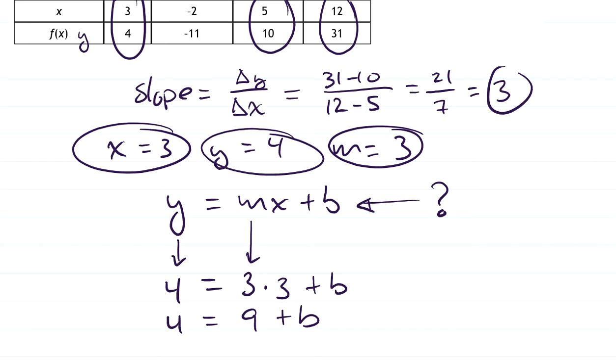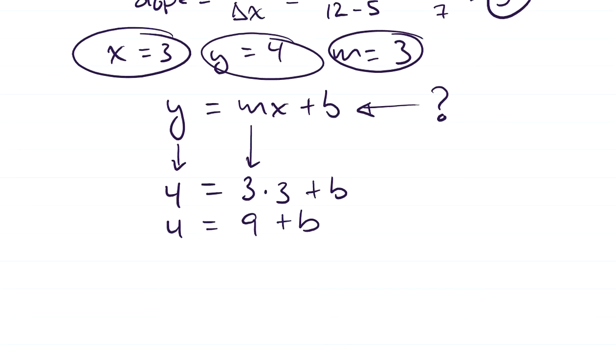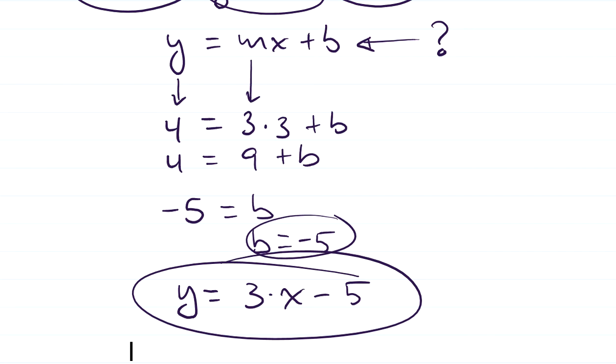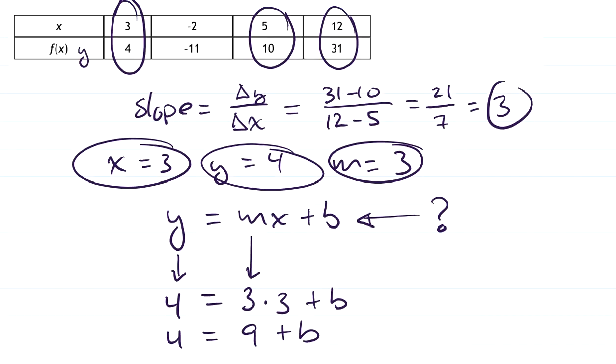If I subtract 9 from both sides, that gives me negative 5 is b, right? My y-intercept is the number negative 5. Now that I know that, I can write the equation of the line. It is y equals the slope, which was 3, times x, in this case minus 5, because our y-intercept is at negative 5. So this is the equation of the line that works for this table up here.